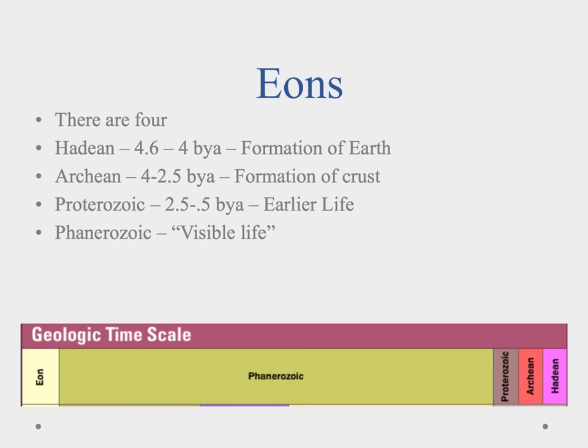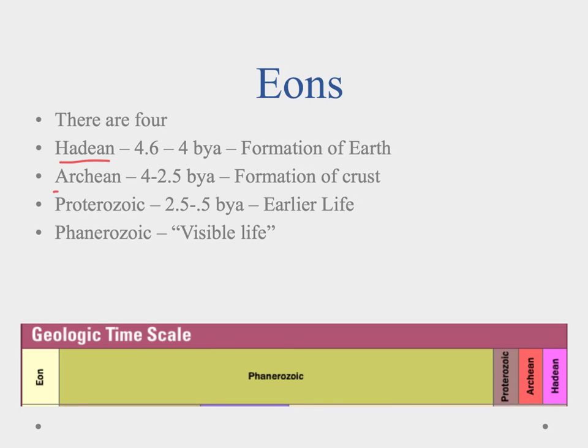So when we look at the eons that have happened, there are 4 major eons that we talk about. The first was the Hadean eon, and that happened from about 4.6 to 4 billion years ago. This is when the formation of Earth was happening. The accepted age of the Earth is about 4.6 billion years, so that's when the Hadean started, and it takes us through the first 500 million years or so of Earth's history.